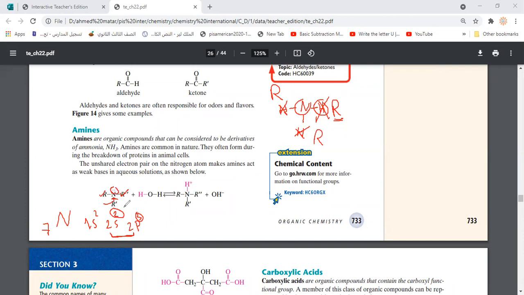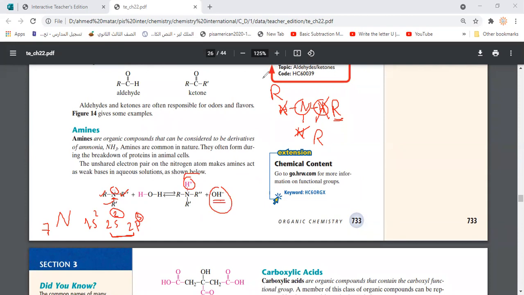They are able to make an extra bond. In that case, this unshared pair of electrons on the nitrogen makes the amine a base, or a weak base. Why? Because once the amine dissolves in water, it pulls the hydrogen proton of the water, and it releases the hydroxide group, which has the basic effect on the solution.